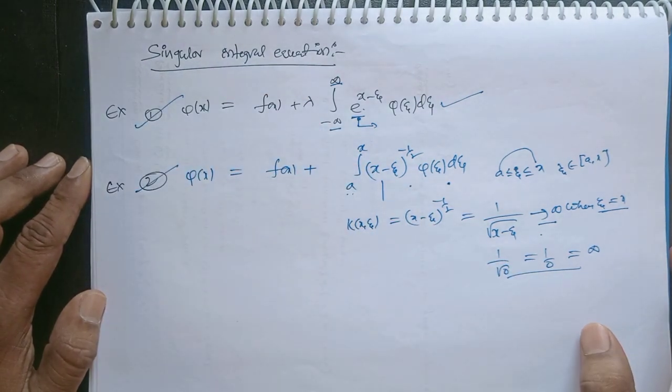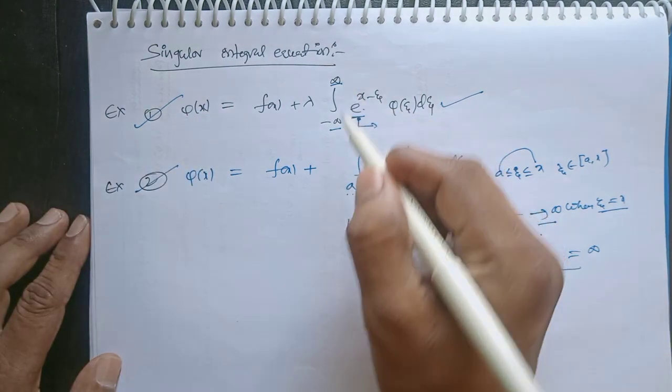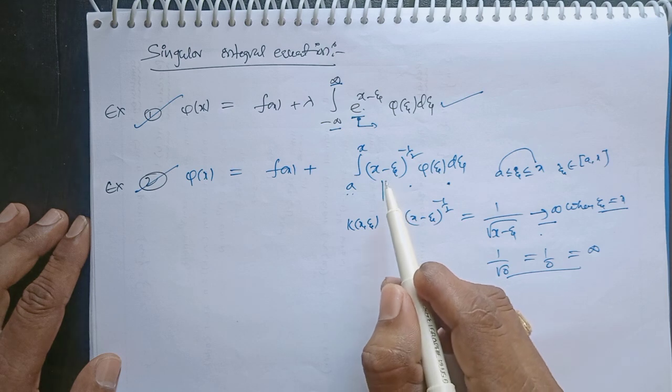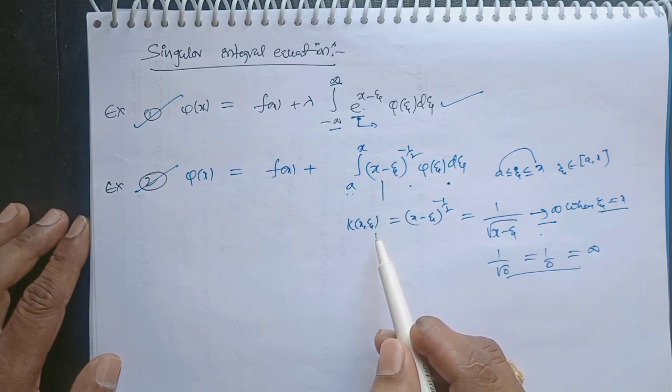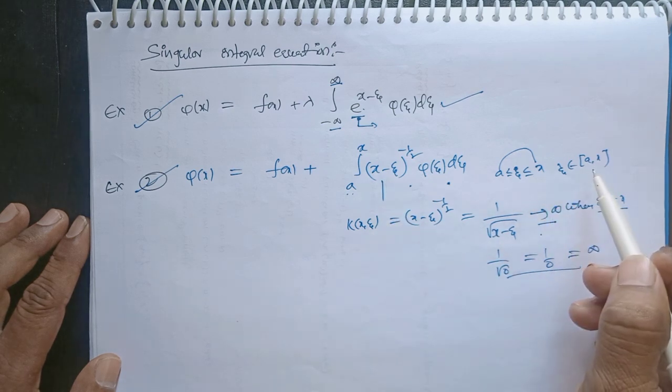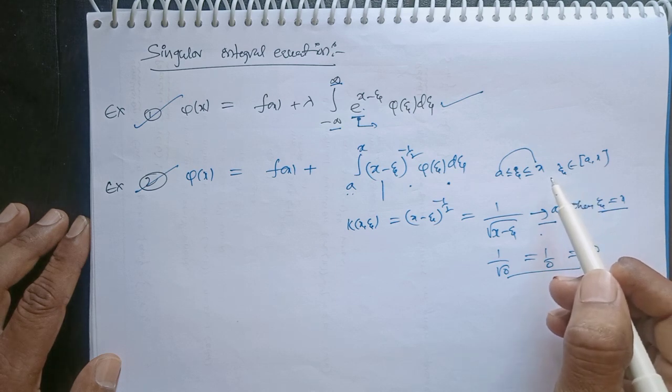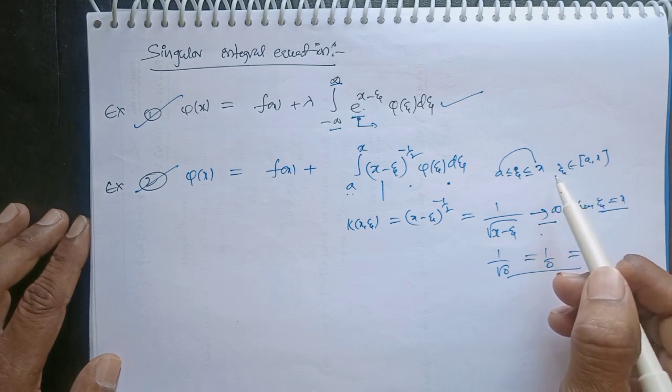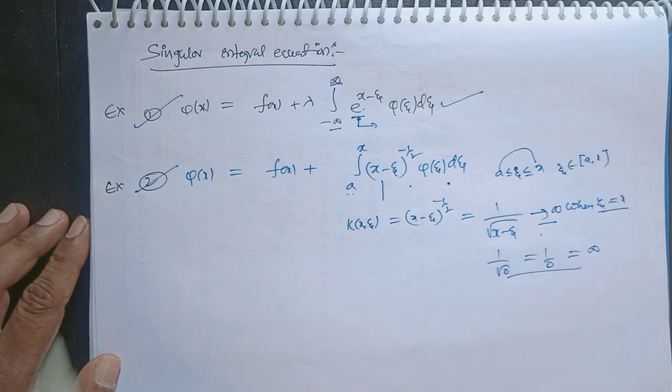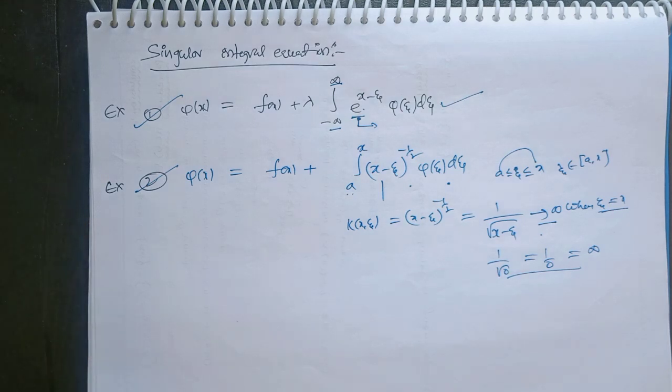Singular integral equation means an integral equation in which either both limits of the integration are infinity, or the kernel becomes infinity within the region of the integration, at one point or more than one point. That integral equation is called a singular integral equation. Now I am studying how to solve the Volterra integral equations.